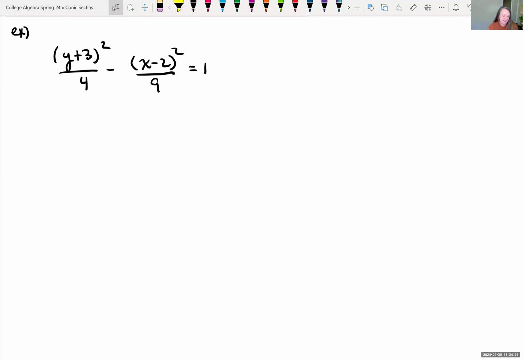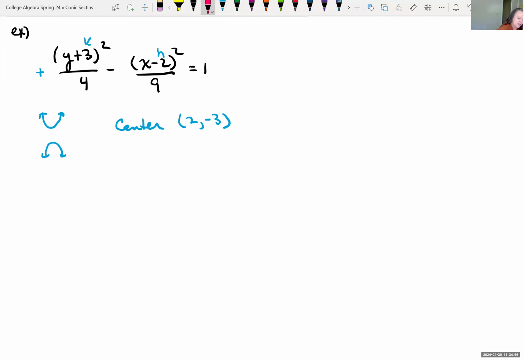Looking at this, I noticed that y plus 3 quantity squared over 4, that's the positive piece. The positive piece is with the y, so this tells me that the shape is going to be going up and down. It's in the form where I can figure out what the center is. Center is always h, k, and h is always with the x value. So my center here is at 2, -3.